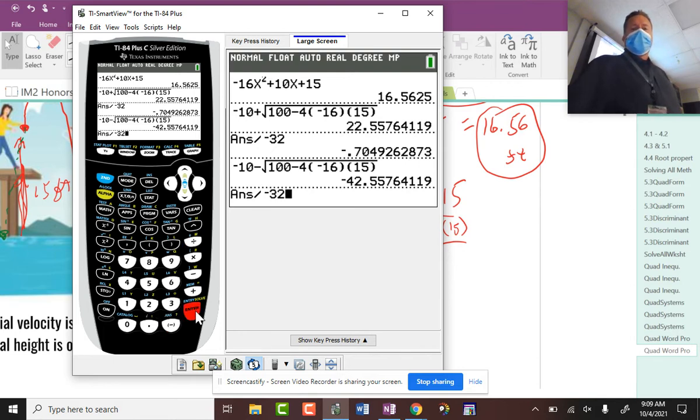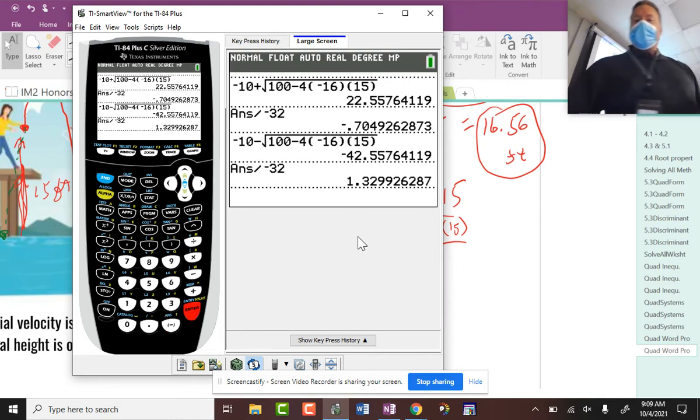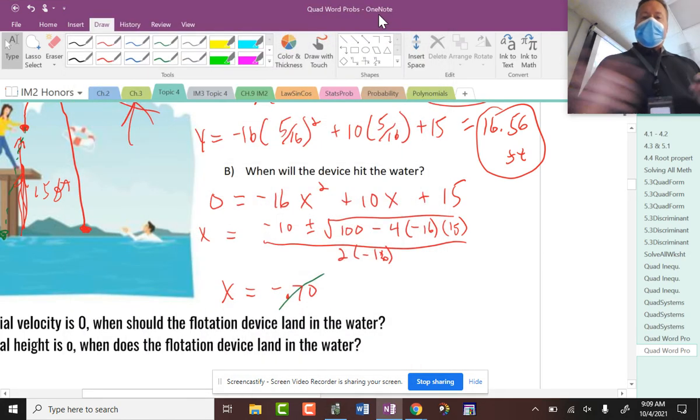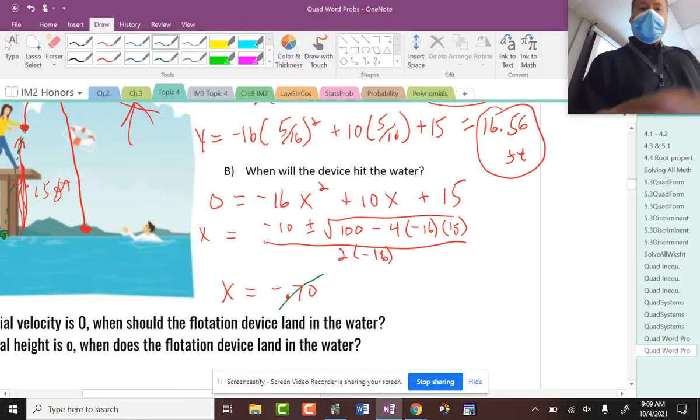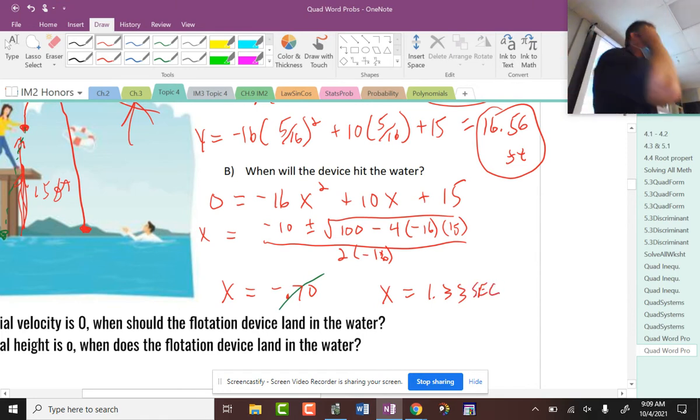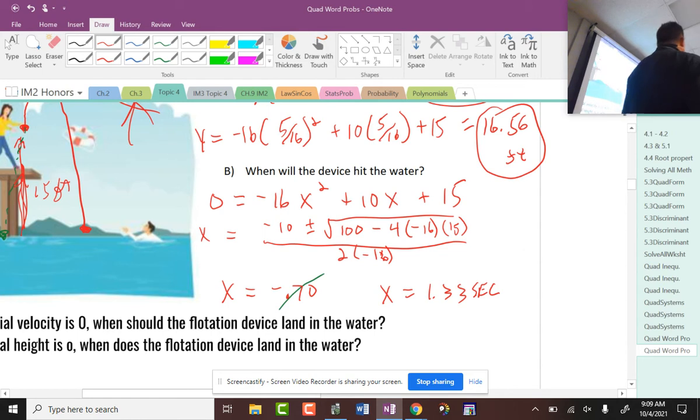So I think it's worth going through this time. Type it on the calculator, 1.33. So x equals 1.33 seconds. I did that last hour. I forgot about the E or the S there. So in 1.33 seconds, it'll hit the water. Now we can answer this question, though.